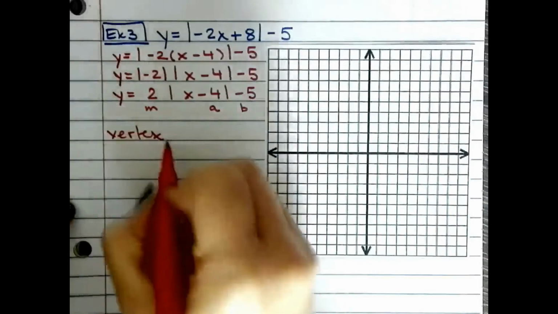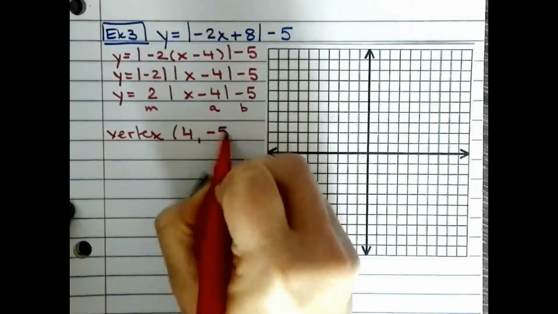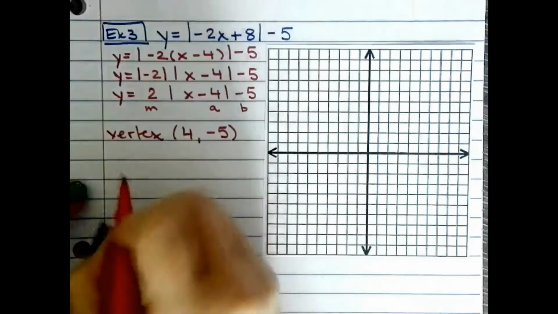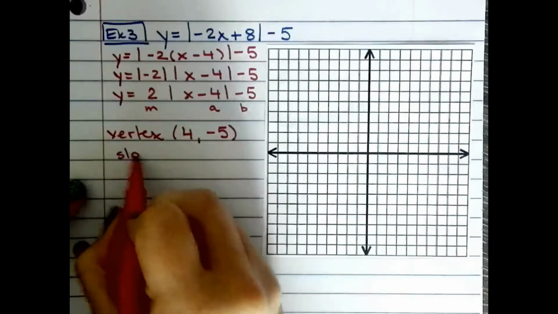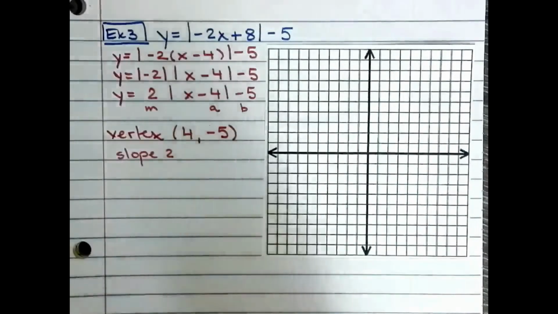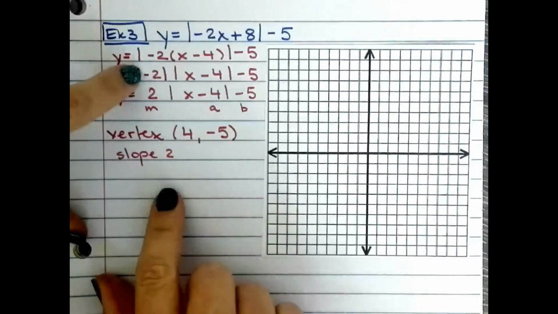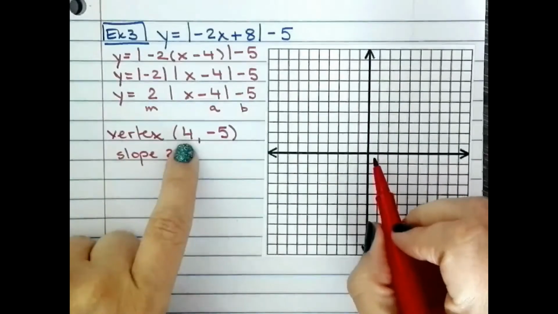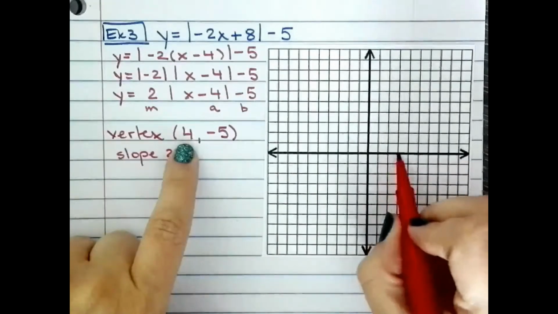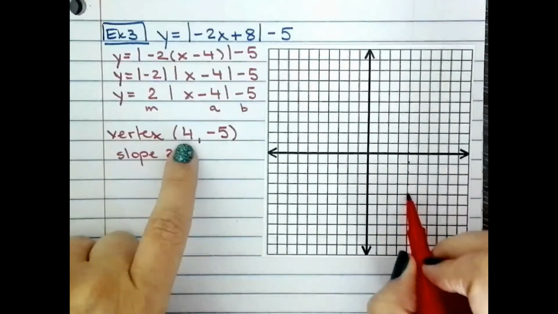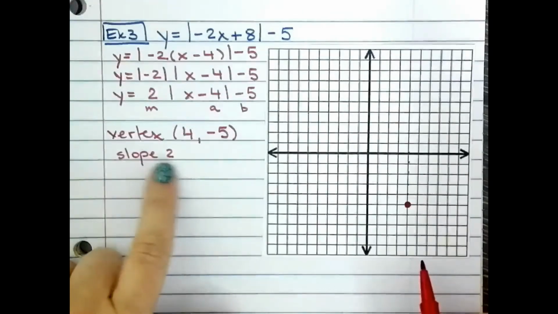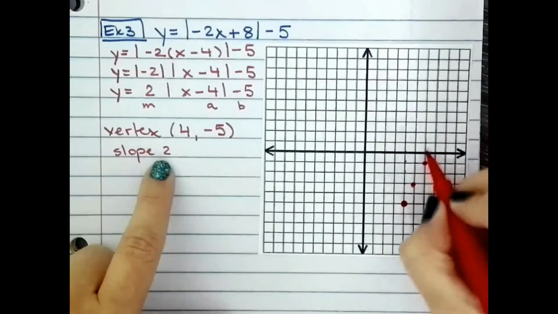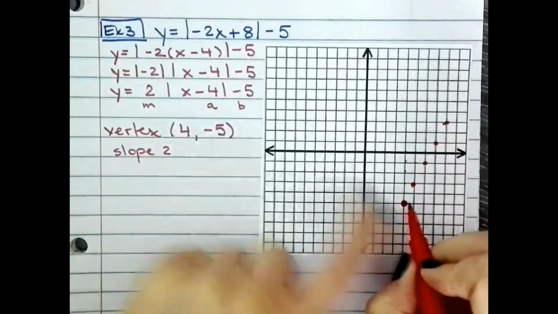So vertex is 4, negative 5. Again, the minus belongs to the formula. And then you can call it the slope is 2, not negative 2, because here you took the absolute value of that. So you start right there with the vertex, 4, negative 5. And then the slope, 2 up, 1 over. And same thing for the other side.